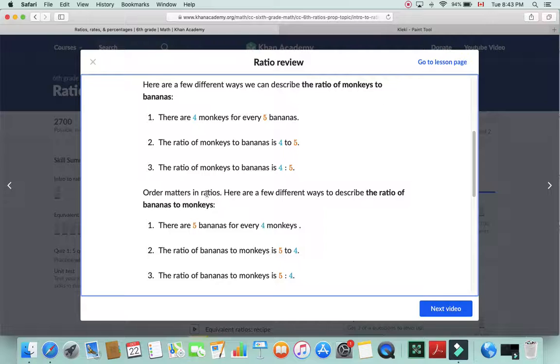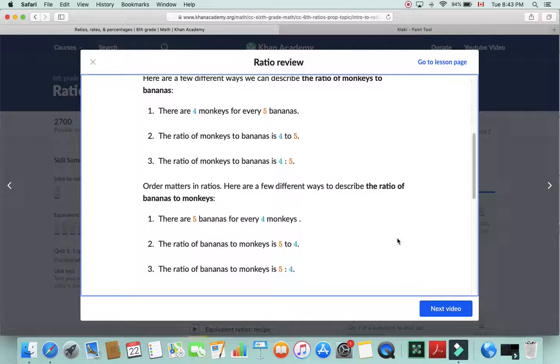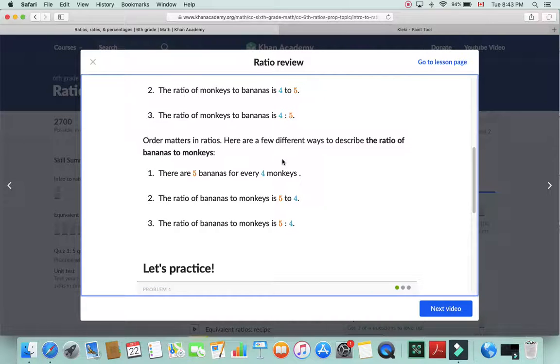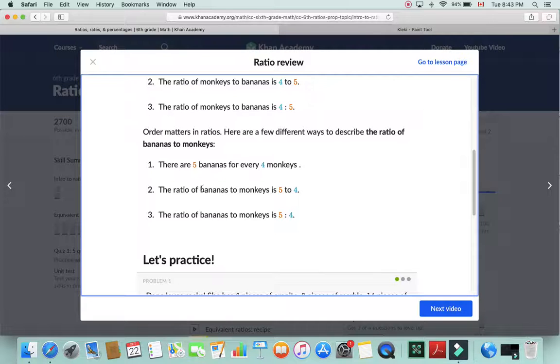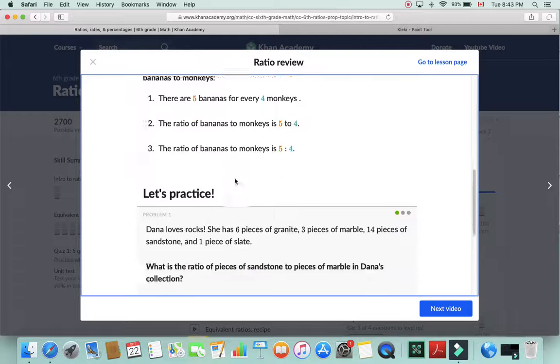Order matters in ratios. Here are a few different ways to describe the ratio of bananas to monkeys. There are 5 bananas for 4 monkeys. So for every 5 bananas, there are 4 monkeys. The ratio of bananas to monkeys is 5 to 4.